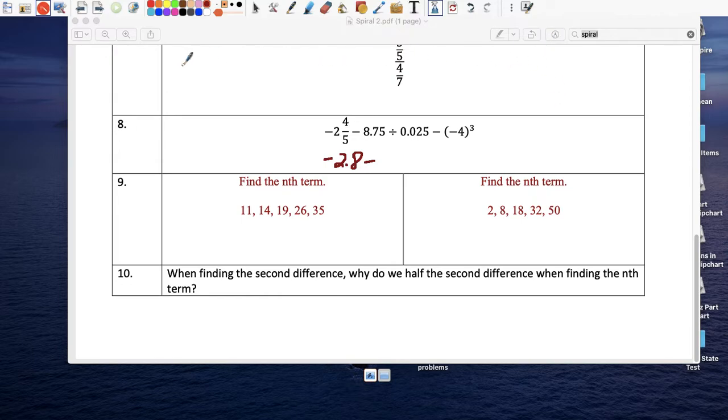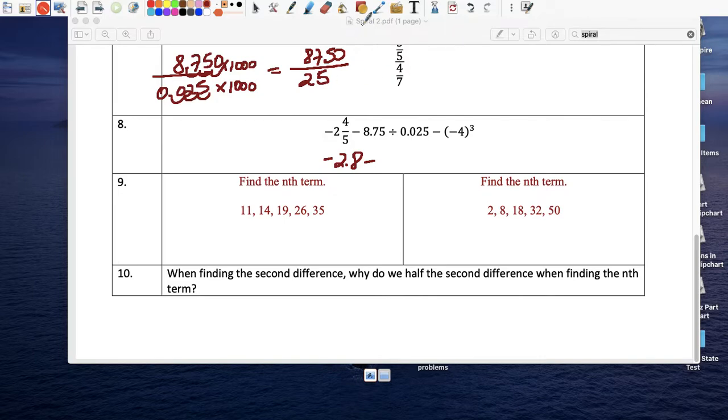Well, 8.75, let me write as a fraction, and then 0.025. What if I multiply the bottom by 1,000 and the top by 1,000? Multiplying both by 1,000 means the decimal place moves to the right 3 times. So if I move this to the right 1, 2, 3, my denominator becomes 25, yay. And then my numerator is going to be 1, 2, 3, and in that empty space I added a 0, so that becomes 8,750. Much prettier to look at, right?